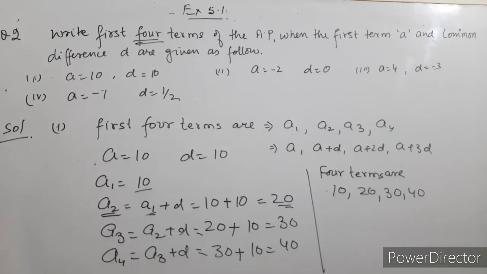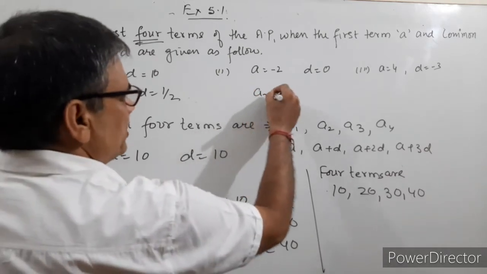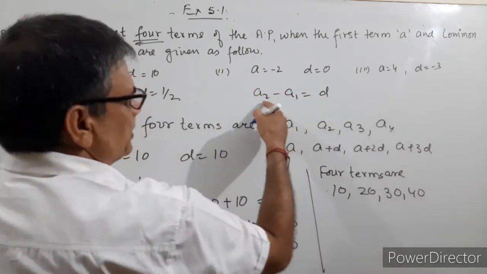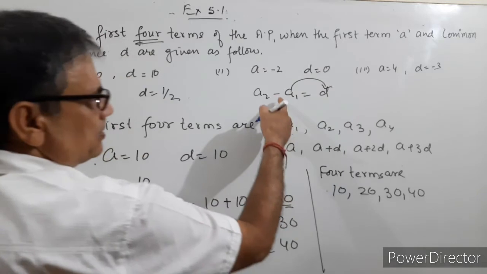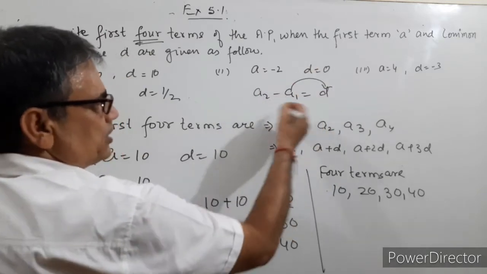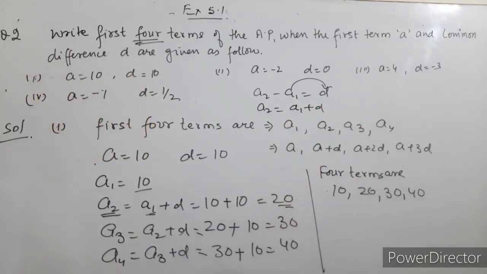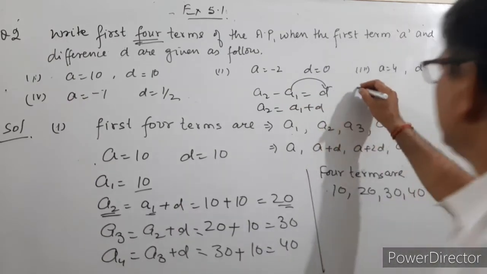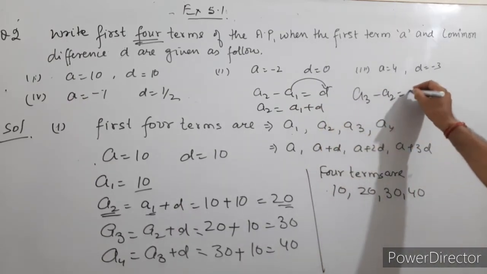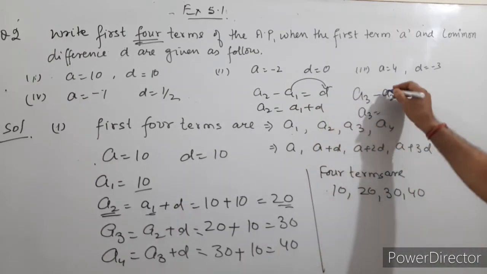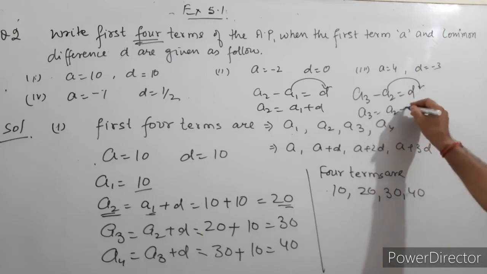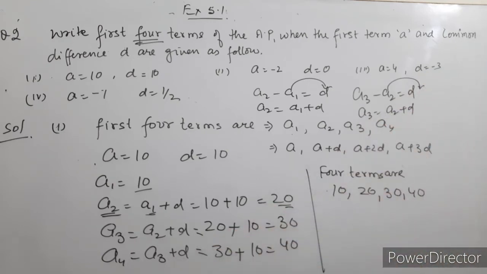And you know very well, A2 minus A1 is equal to D. When we transpose, the sign will change, so A2 is A1 plus D. Similarly, A3 minus A2 is equal to D, so A3 is equal to A2 plus D. And you know the value of A2. All the questions we will do in this way.